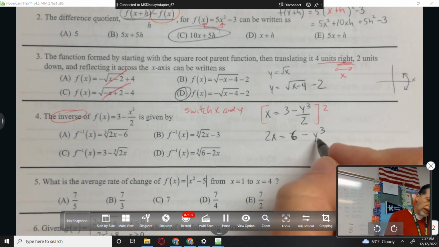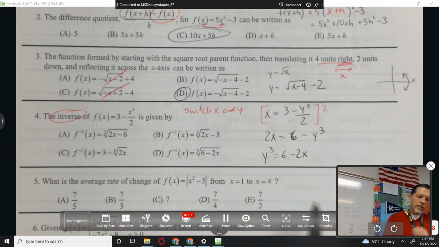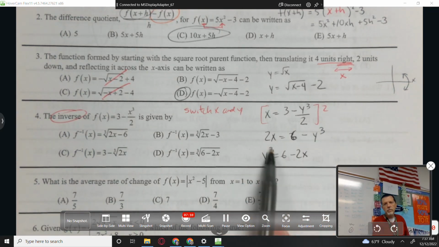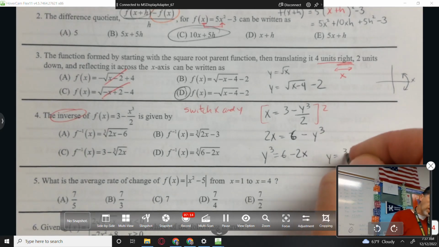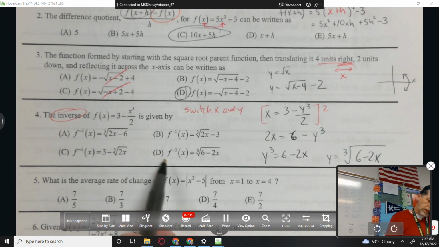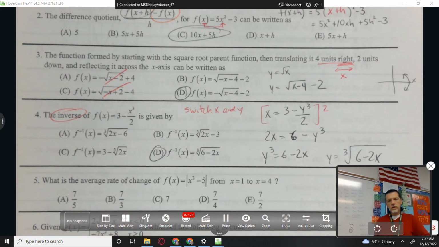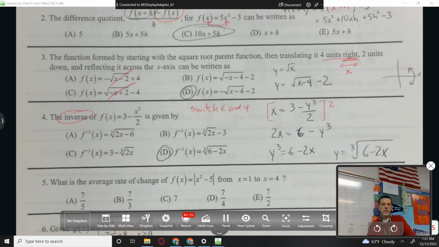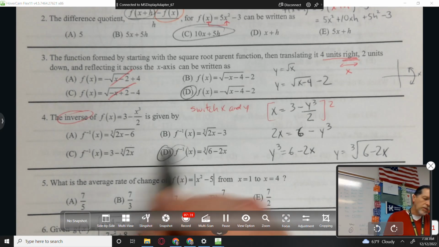And then I need to solve for y. So y cubed equals 6 minus 2x. Add the y cubed over, subtract the 2x over. And then cube root the whole thing. So the cube root of 6 minus 2x. And that f to the negative 1, that's just the symbol for inverse.